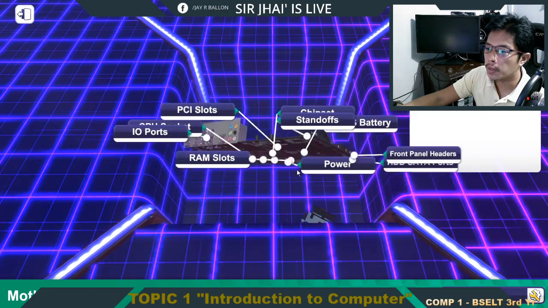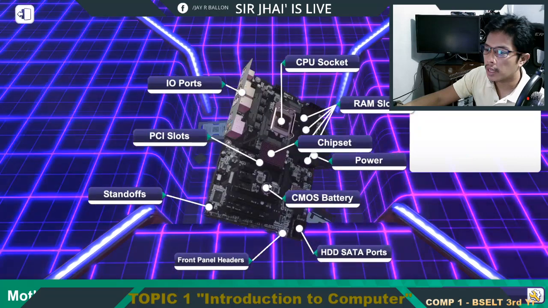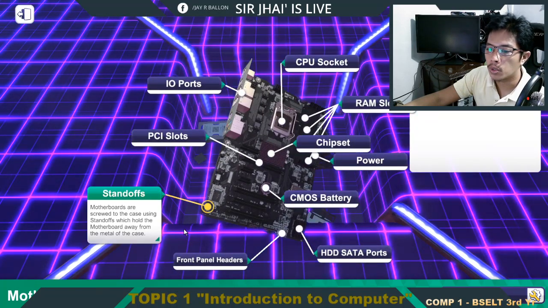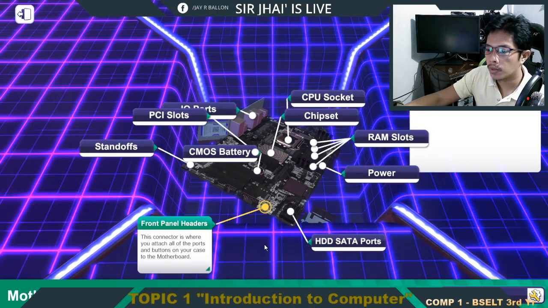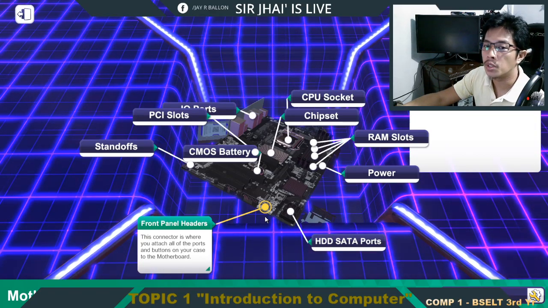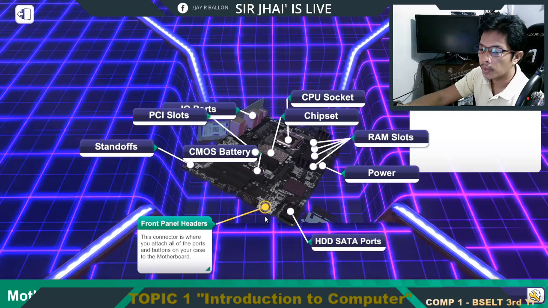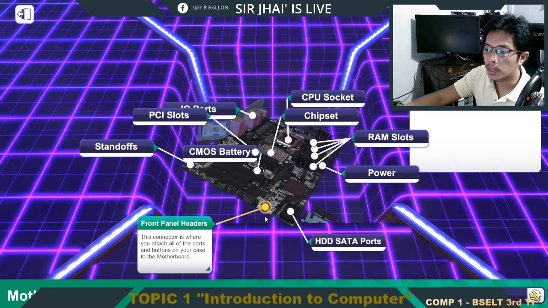Standoffs, by the way, are where you put the mount screws to the case or the chassis. Then we have front panel headers. This is where you attach all the ports and buttons on your case. That includes the power button, the reset button, and some USB ports found in the front of a computer.